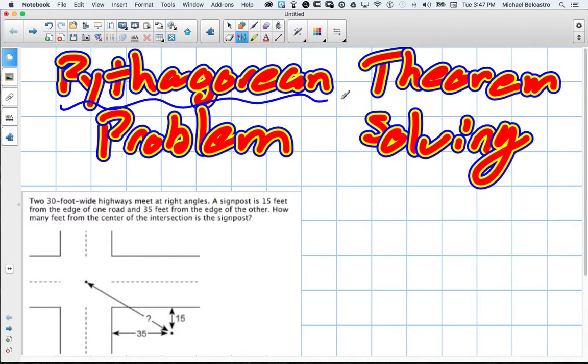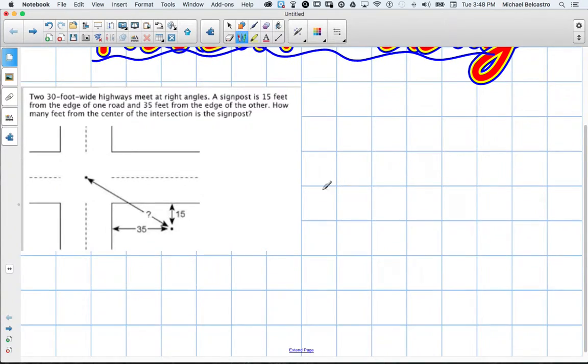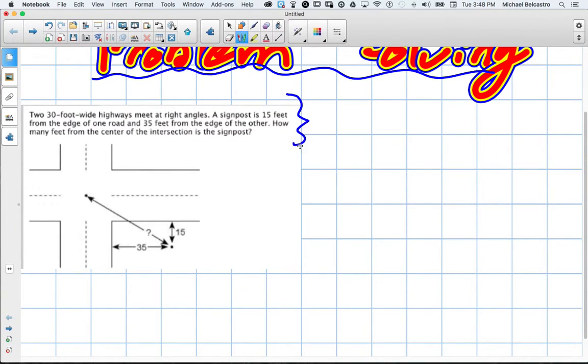We're going to look at Pythagorean theorem, and this question is like a problem-solving question. So we'll go down and take a look. We'll read the question first and then kind of tie it to this diagram here.